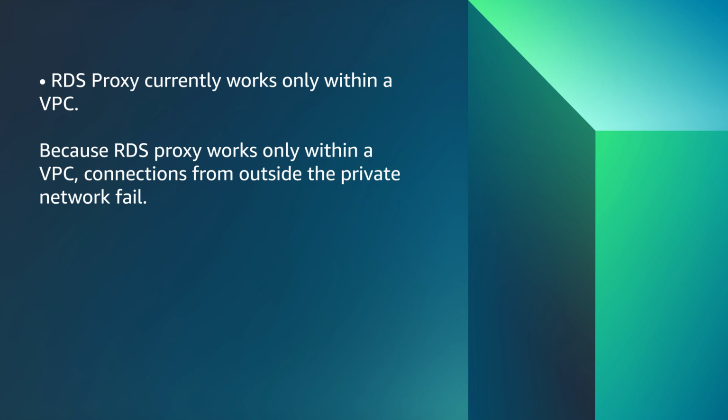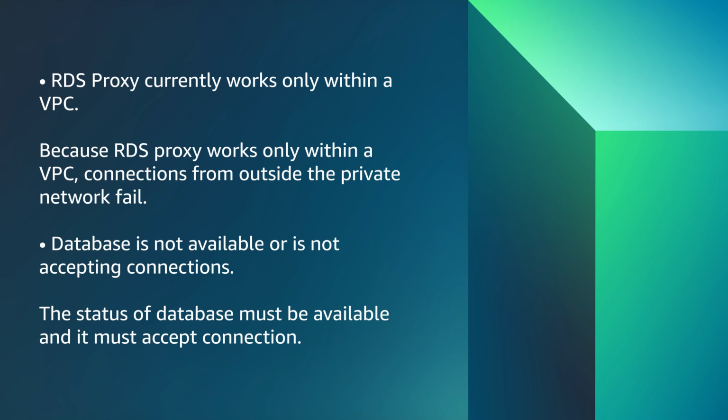RDS proxy currently works only within a VPC. Because RDS proxy works only within a VPC, connections from outside the private network fail. Database is not available or is not accepting connections. The status of the database must be available and it must accept connections.